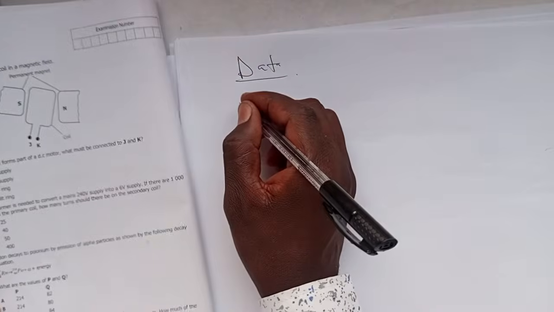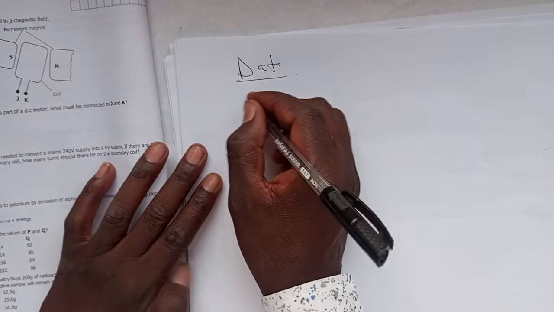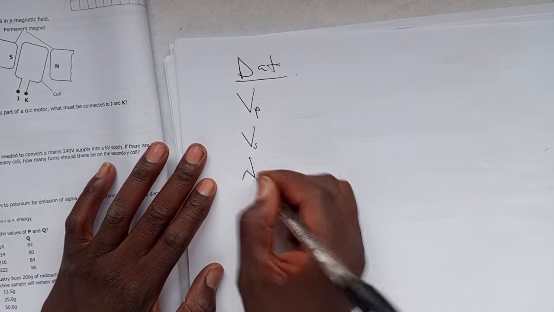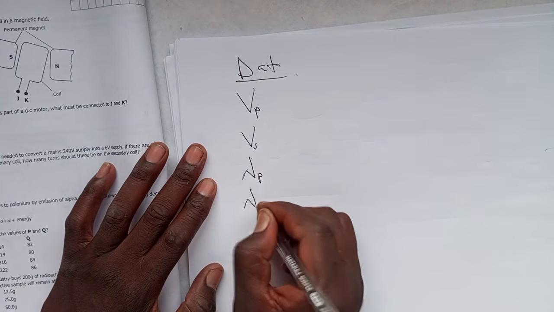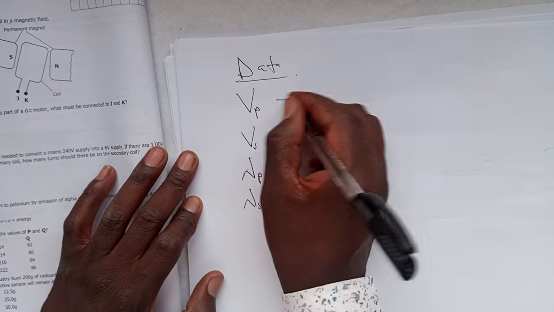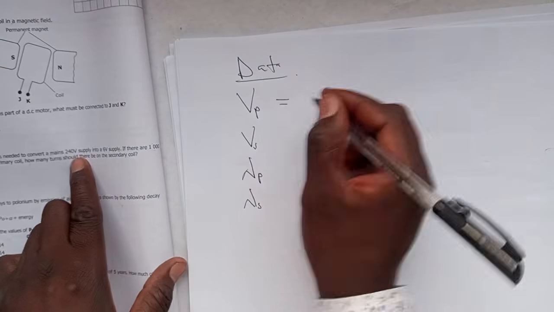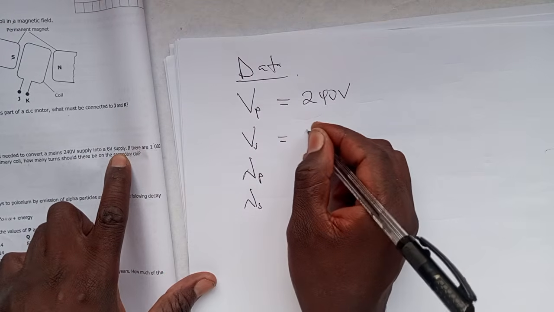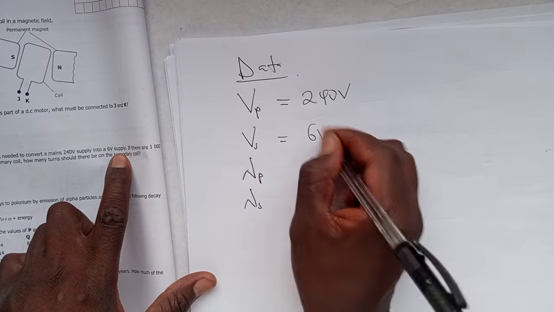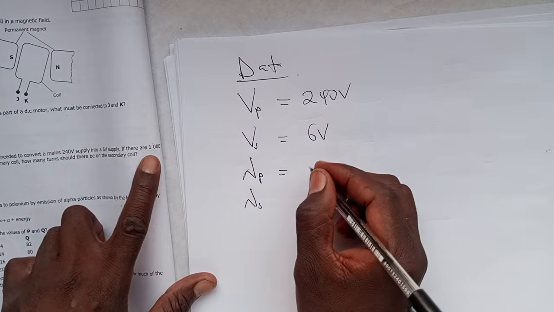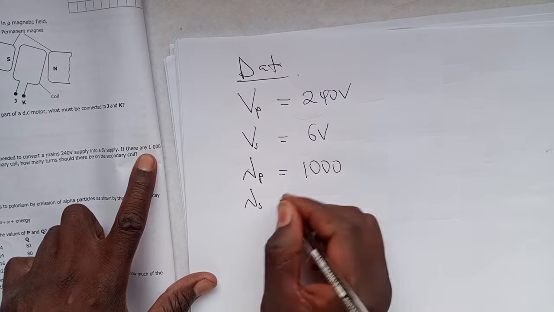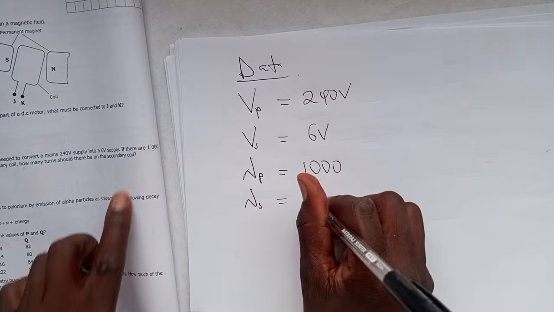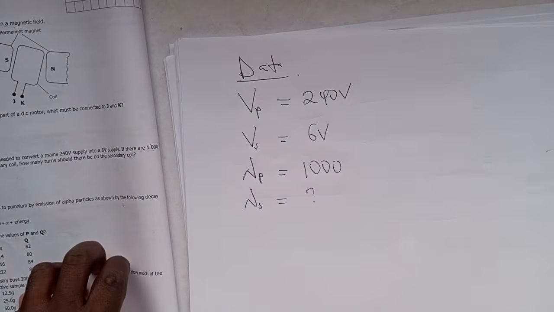So we need to write the data. What data can we write? We have voltage on the primary, voltage on the secondary, number of turns on the primary, and number of turns on the secondary. What are those values? Voltage on the primary, we have 240 volts. Voltage on the secondary, we need to convert this 240 volts to 6 volts. The number of turns on the primary, we're told that there are 1000. What about number of turns on the secondary? We do not know. So from there, we need to come up with a formula.